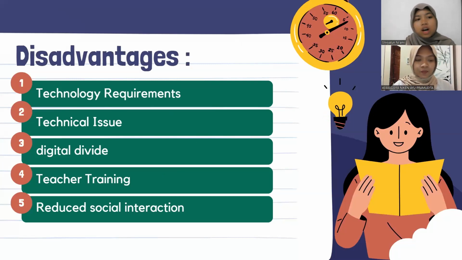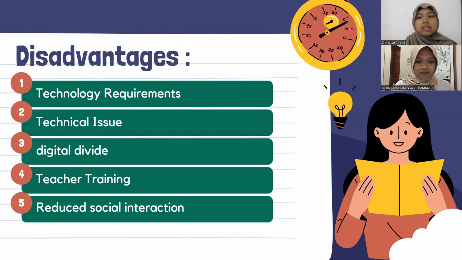And the disadvantages of individual rotation. The first one is technology requirements, or the need for technology. To use this type of learning, you need good internet and devices, which some students might not have, especially students or teachers in remote areas. And the second one, there is technical issues, or technical problems. Sometimes things like internet problems or broken devices can make learning hard. When there is a storm or flood, it can make the electricity go off, and they cannot learn with internet.